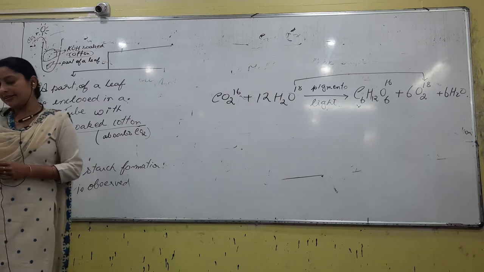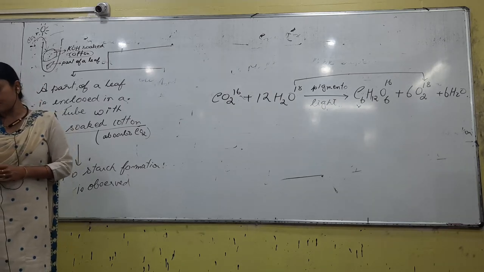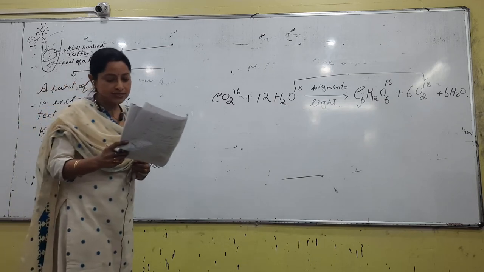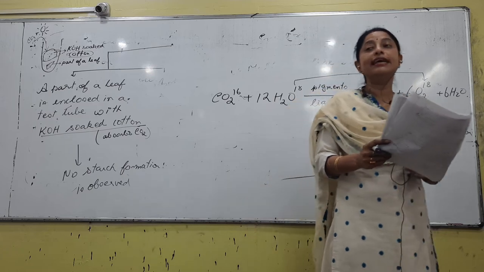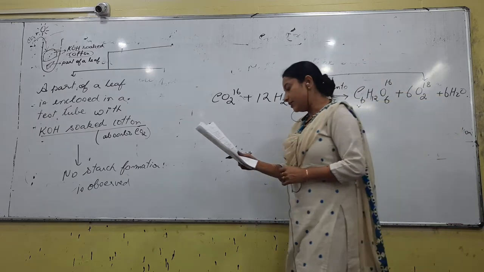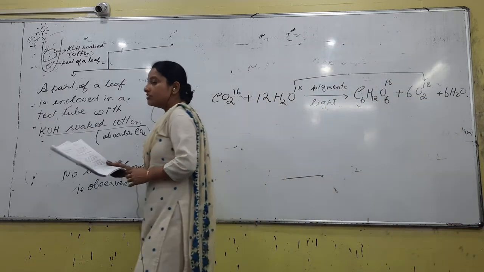The next scientist is Pfeffer. He found that oxygen released from plants is slightly more than carbon dioxide. Just read the sentence.